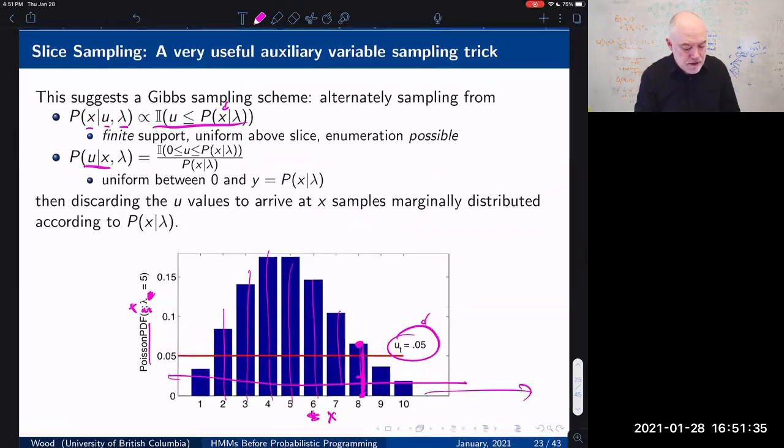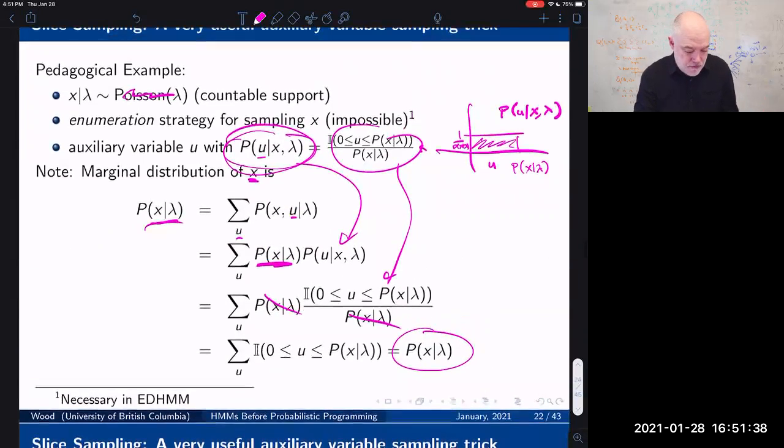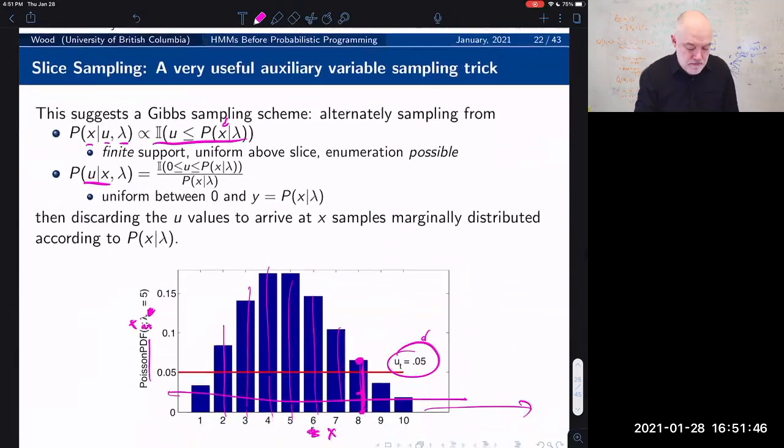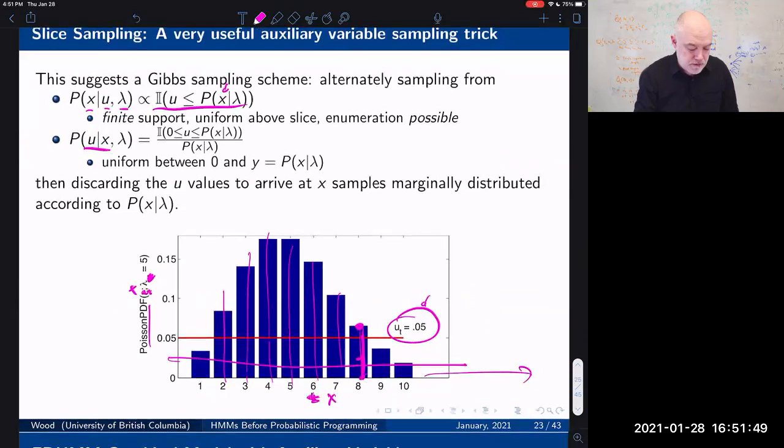And what we're showing here is literally exactly what this describes, which is sampling according to the individual conditional probabilities. The conditional probability of x given u and lambda under this model is just this indicator function. So it's uniform above the slice, finite support, uniform above the slice. You can enumerate. And then you sample the slice variable from its conditional, which in the graphical model is already given in this way. Yeah, that's it.